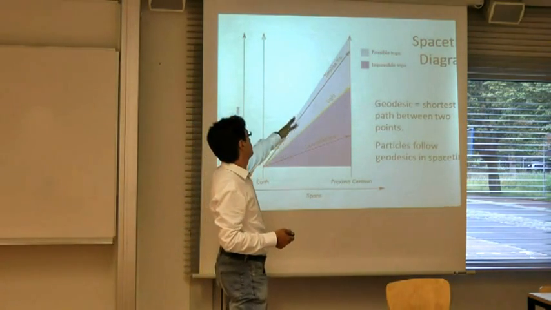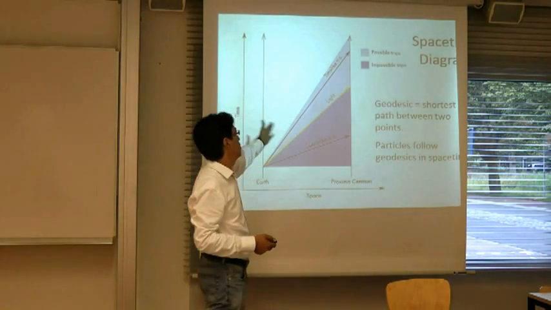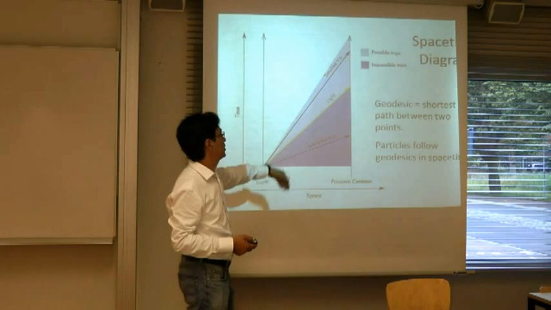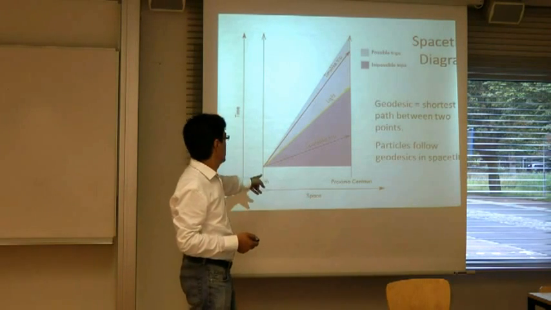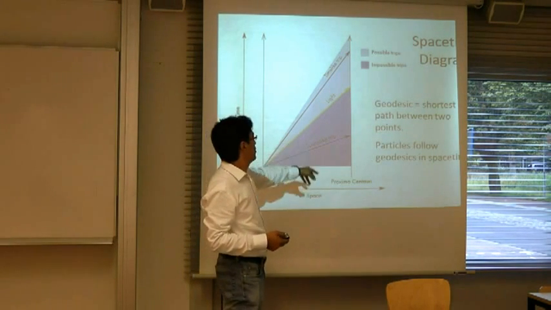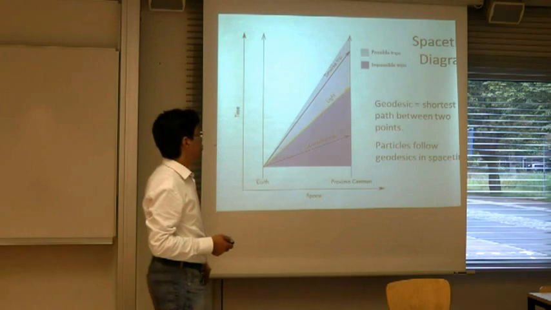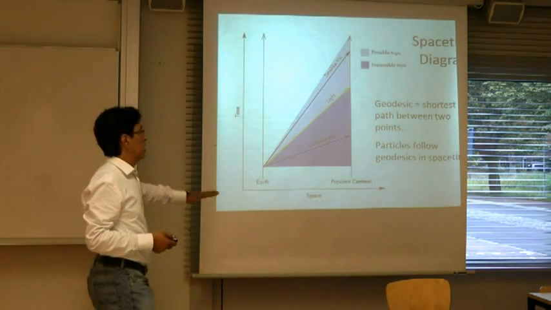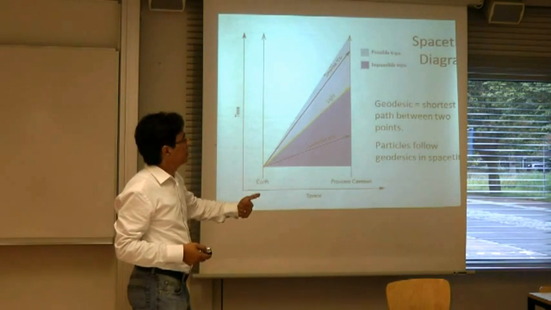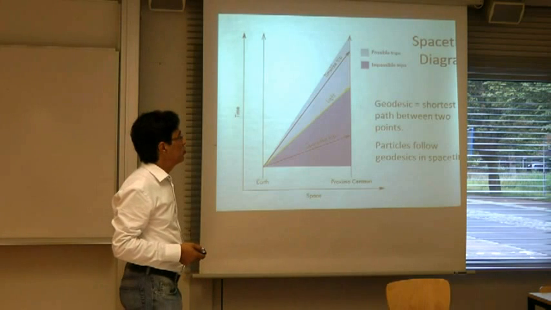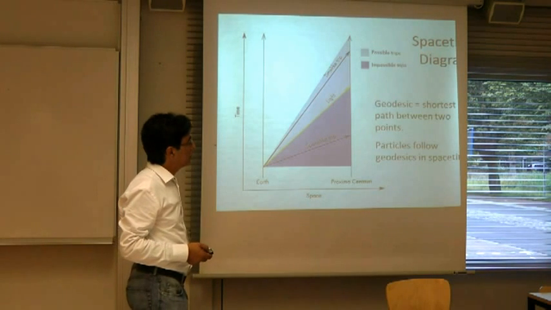Time-like trip: this is the velocity that is not very close to the speed of light. This is 45 degrees, and space-like trip is beyond that. Geodesic, shortest path between 2 points. Particles follow geodesics in space-time.